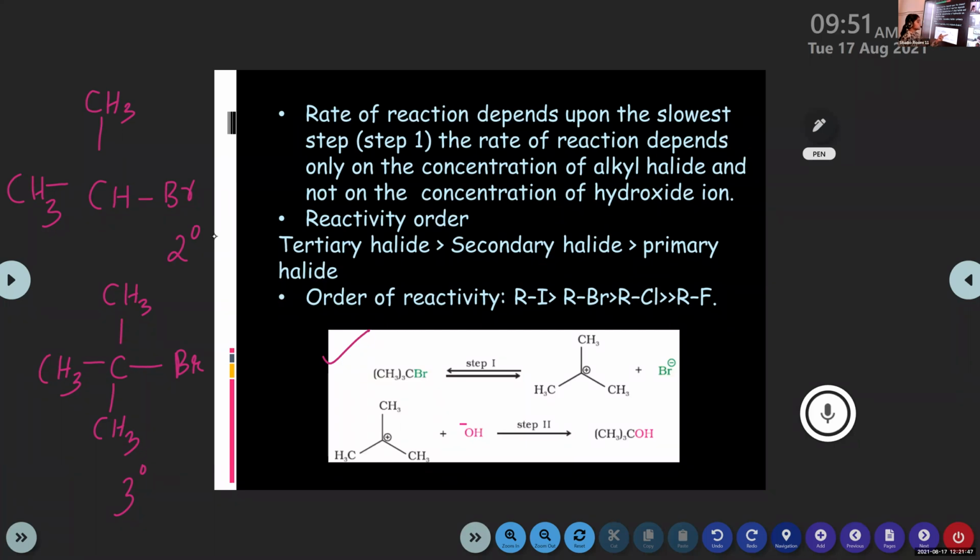And in the second step, this carbocation reacts with the incoming nucleophile. This one is the incoming nucleophile, OH minus. These two react together to form the product. Here alcohol is obtained. This one is also a tertiary alcohol, because the CH3 groups are there, right? So in the first step, the C-Br bond breaks and a carbocation and a bromide ion are formed. Then this carbocation reacts with the incoming nucleophile to form the product. These are the 2 steps in the SN1 reaction. Clear, children?